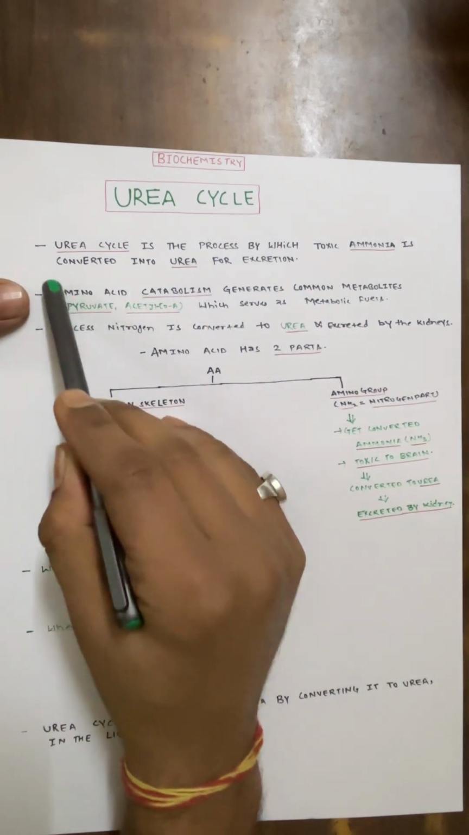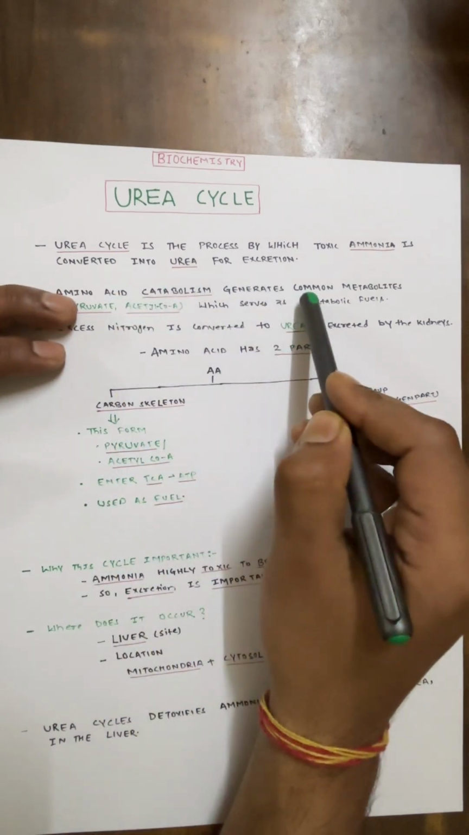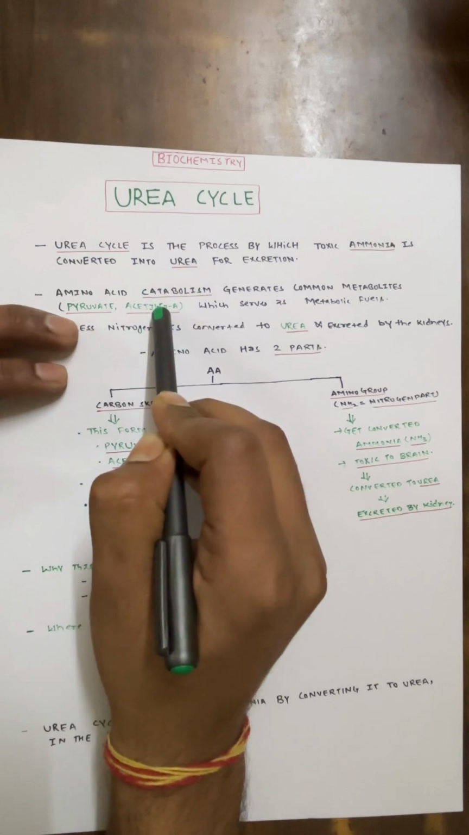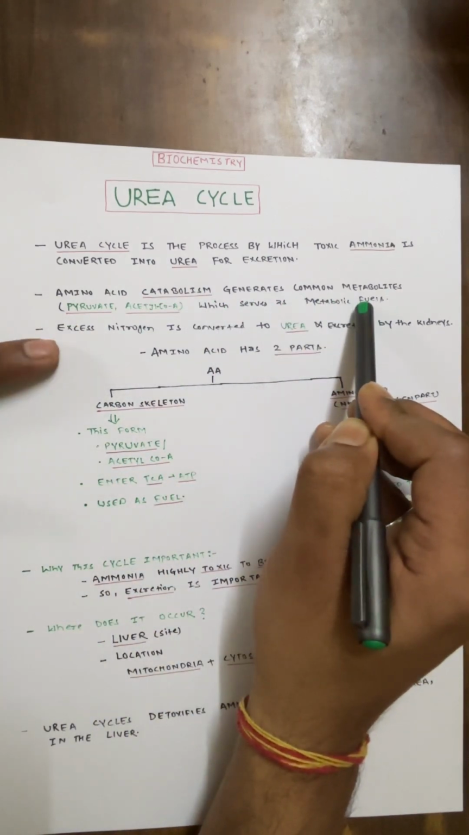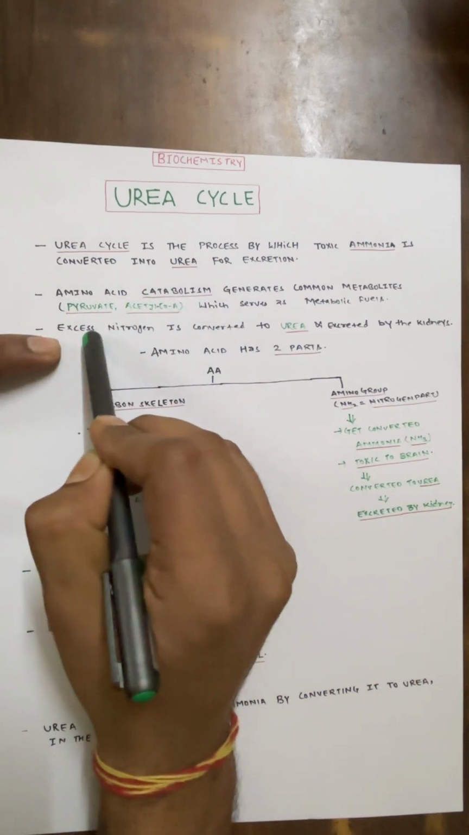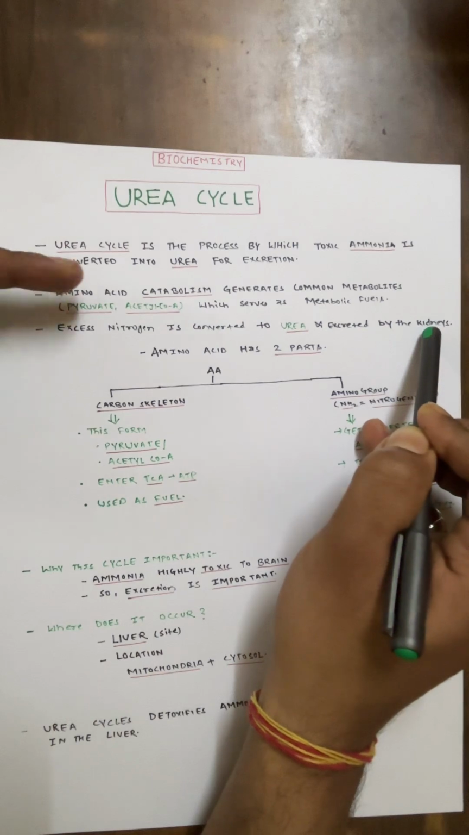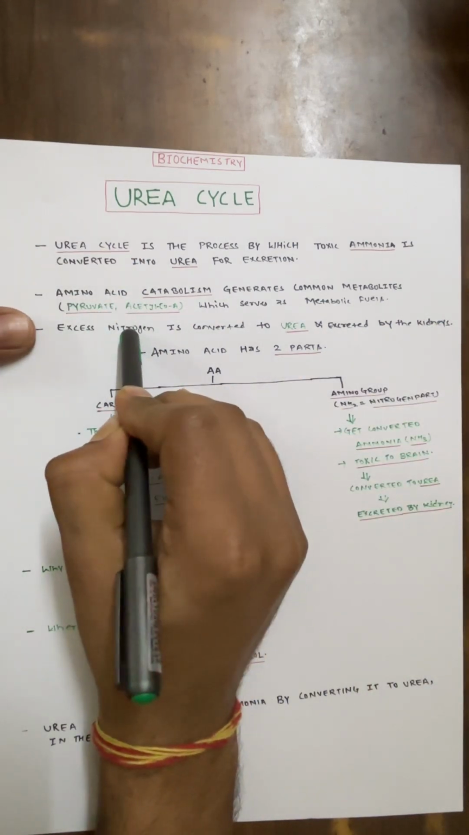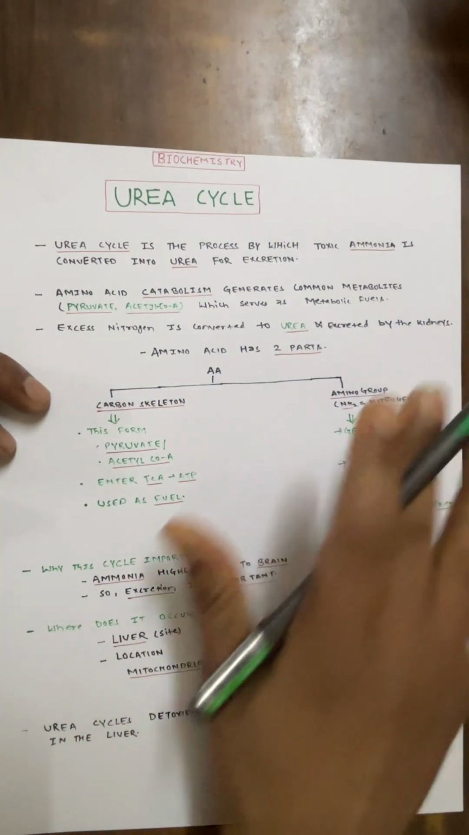Now, amino acid catabolism generates common metabolites, pyruvate and acyl coenzyme A, which serve as a metabolic fuel. But during this process, excess nitrogen is converted to urea and excreted by the kidney. So when amino acid metabolism occurs, whatever the extra nitrogen formed there is converted into urea and excreted from the kidney.